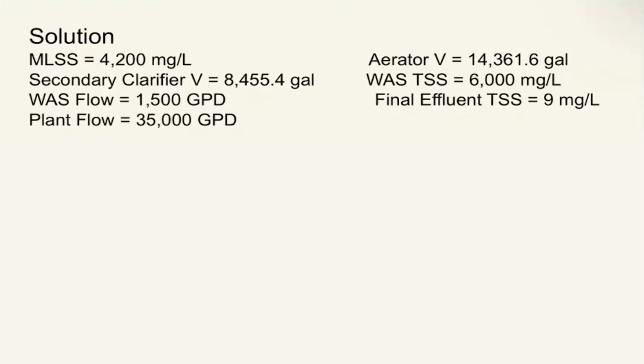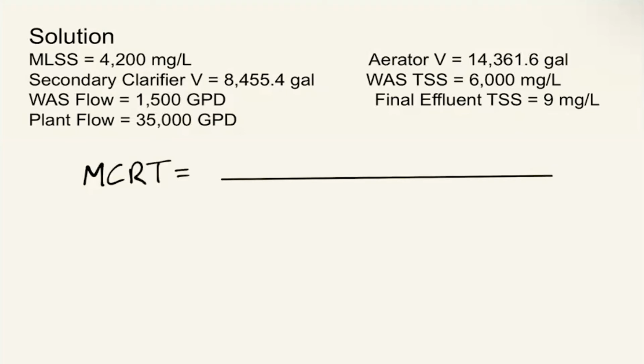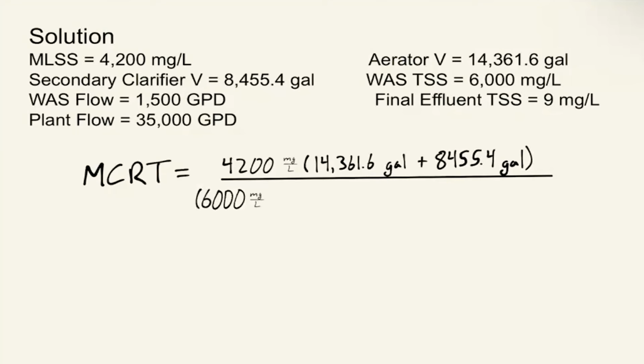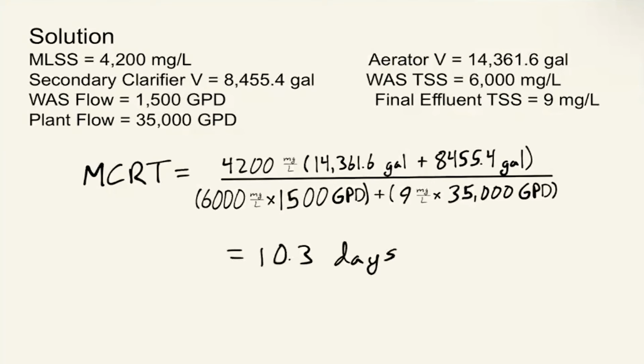So now that we've calculated the aerator volume and the secondary clarifier volume, we have everything we need to calculate our MCRT. The first thing we're going to do is plug in our MLSS, just like we did in our previous equation. And this is going to be multiplied by the sum of the aerator volume and the volume of the secondary clarifier. And then in our denominator, we're going to have the WAS TSS multiplied by the WAS flow. And we're going to add this to another term in parentheses, which is the final effluent TSS multiplied by the final effluent flow. We plug this into our calculator, and we get 10.3 days.